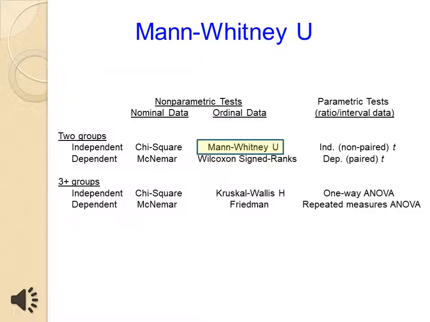The Mann-Whitney U-test is used with independent or non-paired data with two groups that are ordinal variables or do not represent a normal distribution. It is similar to the independent or non-paired t-test in that it tests the null hypothesis that there is no difference between two groups of scores or rankings.